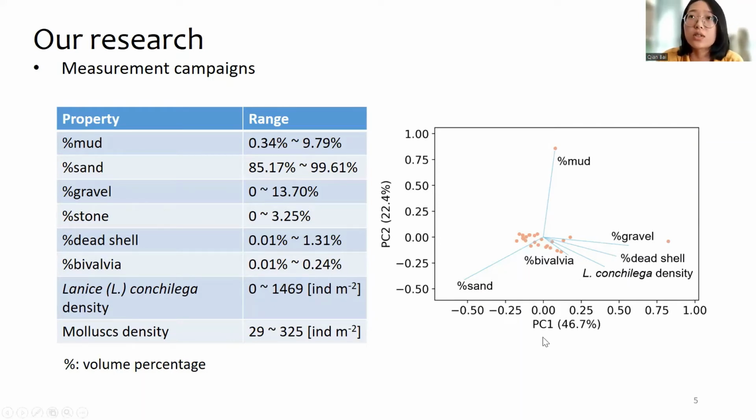Also, the dots in this figure indicate all the sampling locations. On this biplot, you can see the first PC. The primary information of the sample space is basically from the percentage of gravel and dead shell sand, and also the density of the sand mason worm. Also on this plot, samples that are close to each other have more similar properties.